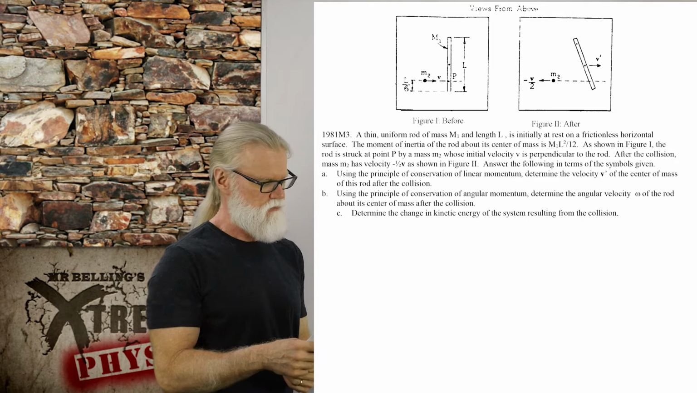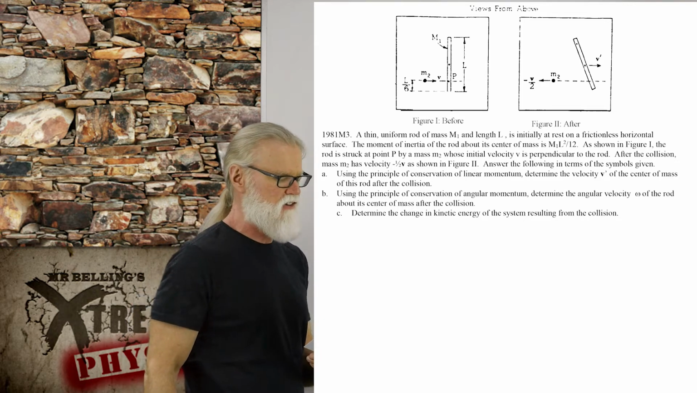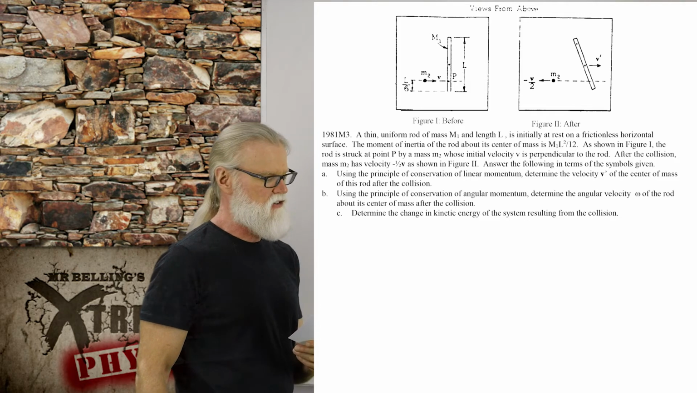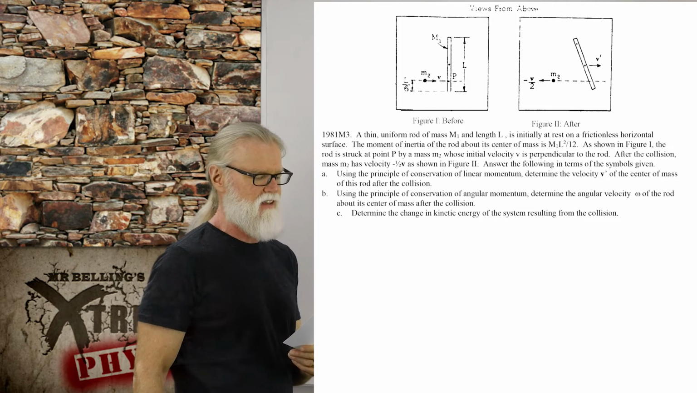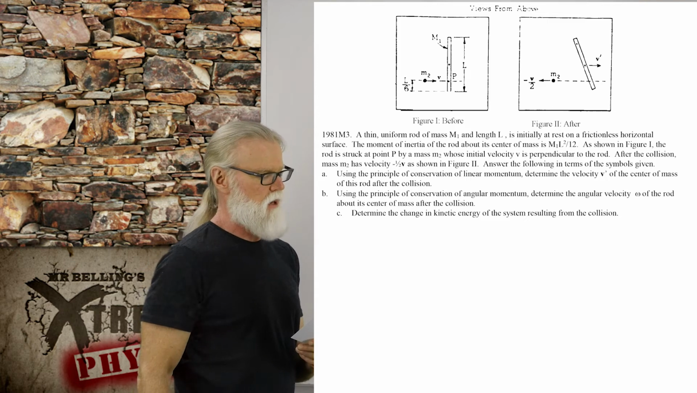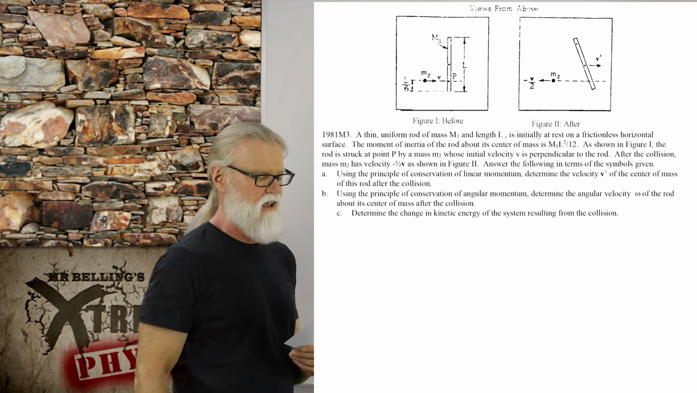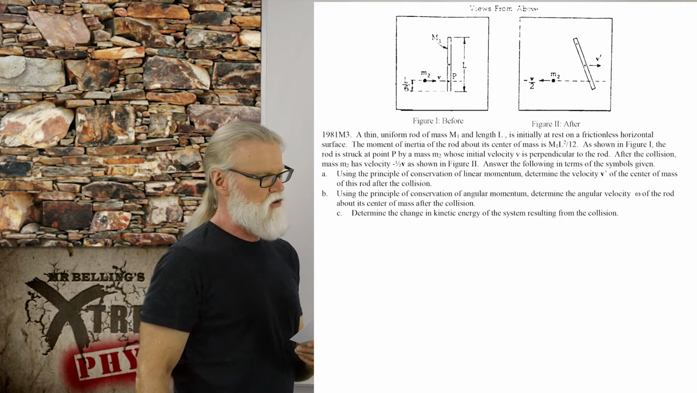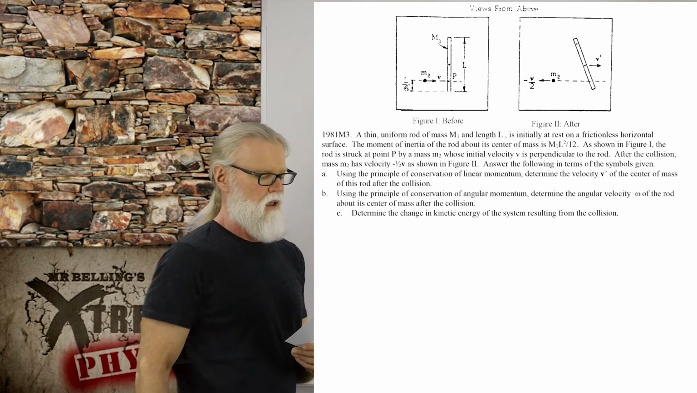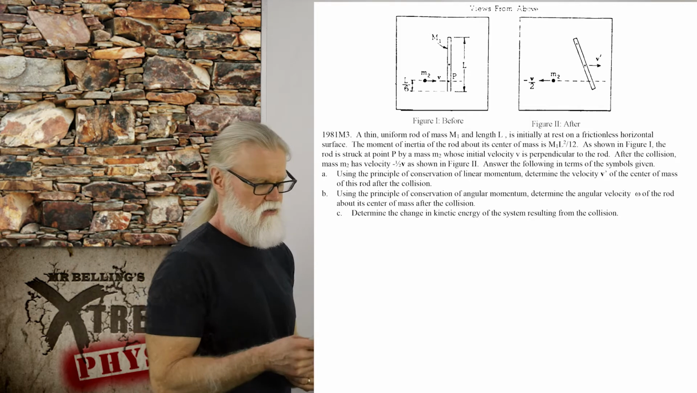Question 3. A thin uniform rod of mass m1 and length L is initially at rest on a frictionless horizontal surface. The moment of inertia of the rod about its center of mass is m1 L squared divided by 12, as shown in figure 1. The rod is struck at point P by a mass m2 whose initial velocity v is perpendicular to the rod. After the collision, mass m2 has a velocity of minus 1/2 v, as shown in figure 2. Answer the following in terms of symbols given.